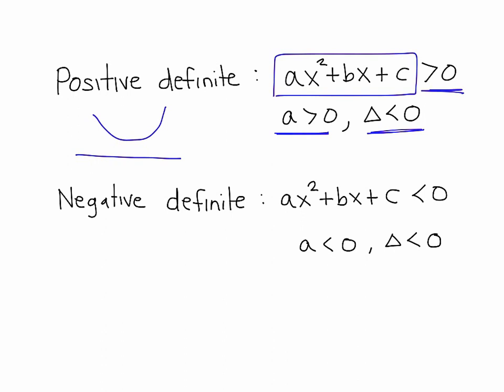For a negative definite, it means ax squared plus bx plus c is less than 0. So the y value must be always below the x-axis. So all of the values are going to be negative. In that case, it also makes sense that the discriminant must be less than 0, and also that it must be concave down.